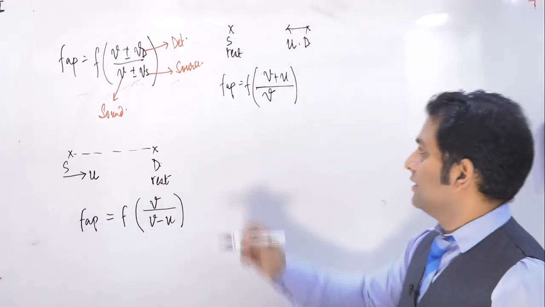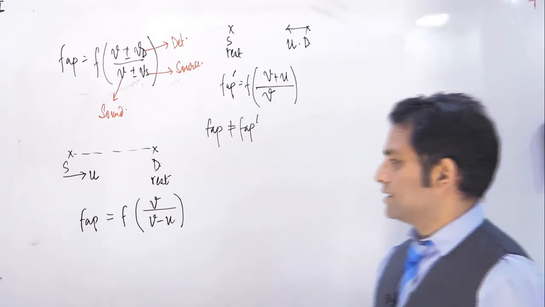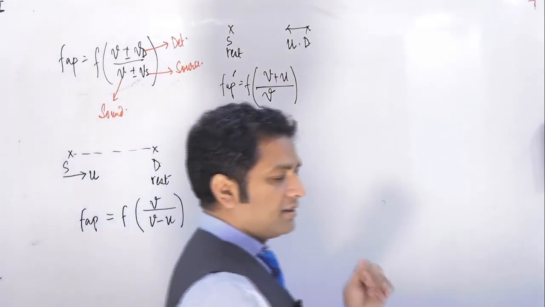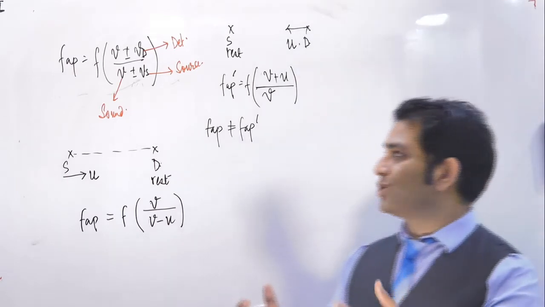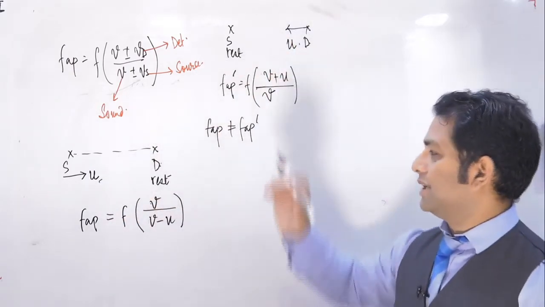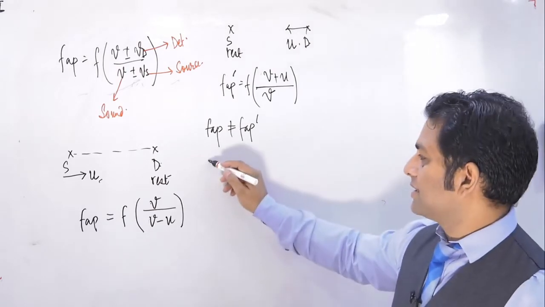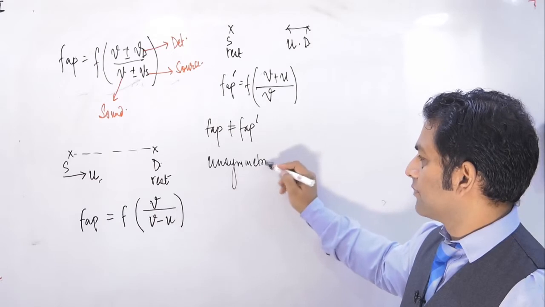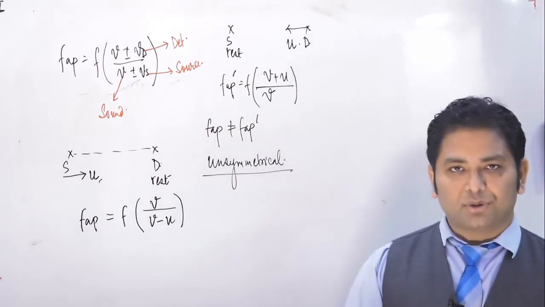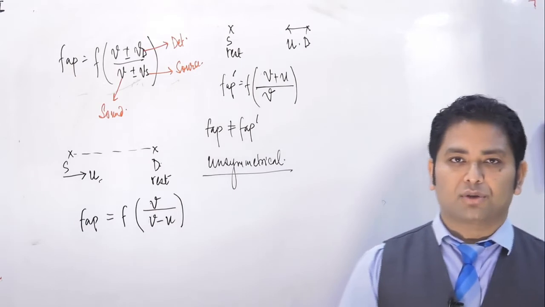And you get one very interesting thing: if I call this f apparent dash, f apparent is not equal to f apparent dash. And if f apparent is not equal to f apparent dash, it really means there's a whole lot of difference in saying that the source is moving or the detector is moving. Though the speed was the same, you could see the apparent frequency detected is different. So in that case we say that Doppler's effect is unsymmetrical. Had it been symmetrical, then both situations would have yielded the same answer: source towards detector or detector towards source, both would be the same thing.